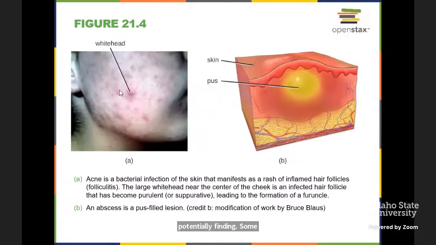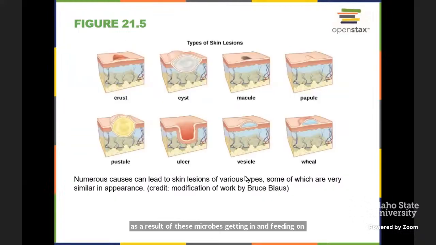So here we can see more with the acne. We'll talk whiteheads and blackheads. We'll see some of that stuff here in just a second. But we can see the inflammation, the swelling, and some of the whitehead, some of the pus that is forming as a result of these microbes getting in and feeding on the oils that we are secreting. So we'll see some more of that as well.